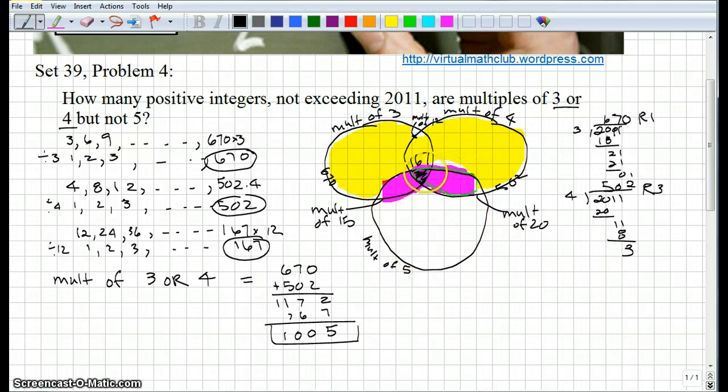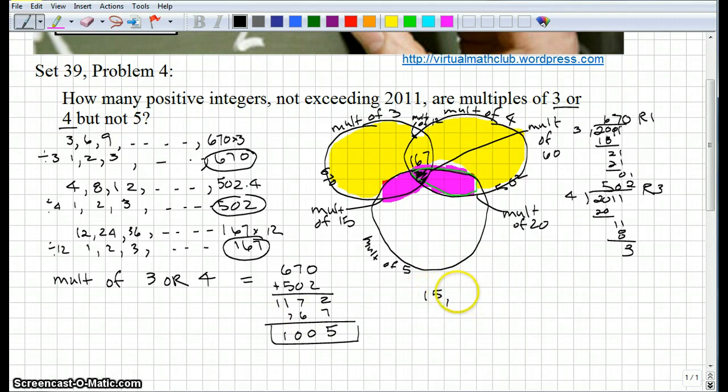Let me draw that off here. This is multiples of 60. So we need to subtract out the multiples of 20 and the multiples of 15, but add back in the multiples of 60, because we'll end up subtracting them twice. Alright, so let's find out the multiples of 15 and 20, and that'll get us started.